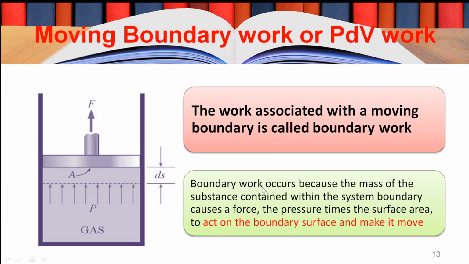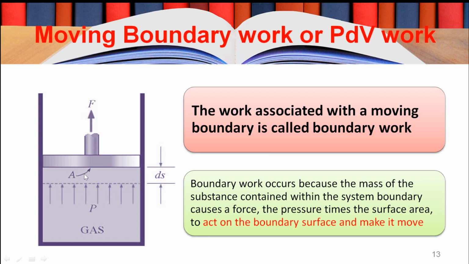You can see when we supply certain heat, thermal energy to this gas, some heat transfer, or simply if you pull the piston upwards, it will move. As a result of that, this gas will expand. This is a compressible substance, right? So a small distance ds, the piston is moved, so the boundary has been changed now. The initial boundary is shown with this dotted line and the new boundary will be here.